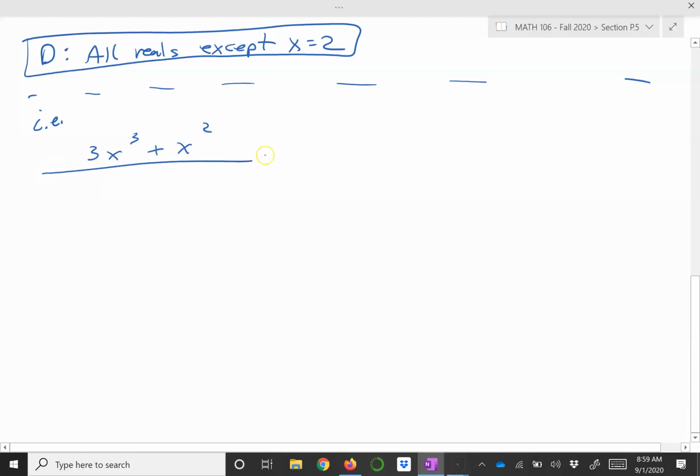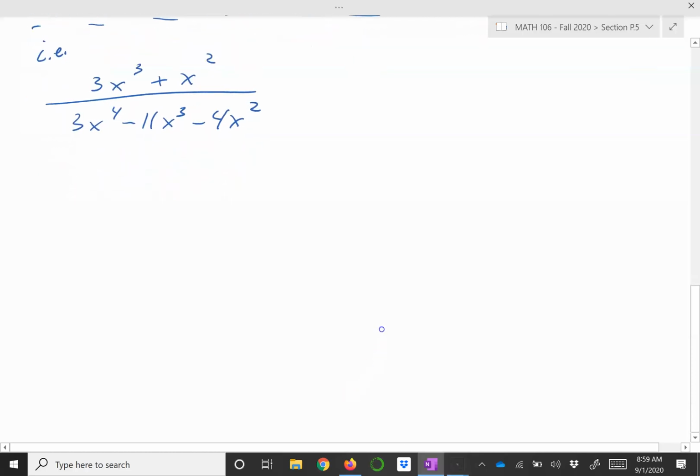And again, none of these are any different than things that you would have factored in section P4. All right, so look at that ugly looking thing. If somebody said, why don't you graph that, you'd be like, nope, not going to do it, because it looks crazy. You've got a cubic function in the numerator, right? Cubic, x to the third.